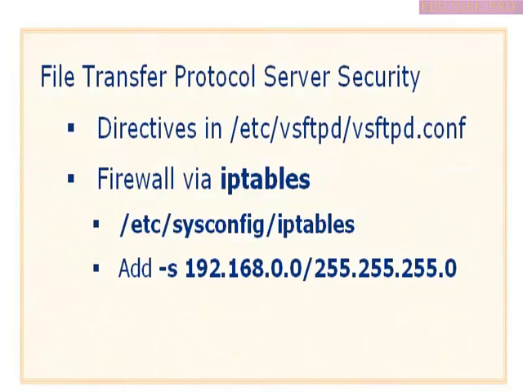Currently available for the FTP server. The first is associated with directives listed in the VS-FTP configuration file, some of which was discussed in another video. The second is associated with a firewall. It's easy enough to open a firewall for all access using the security level configuration tool. Just disable the firewall. But what if you want limited access?